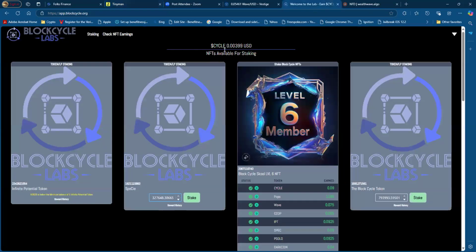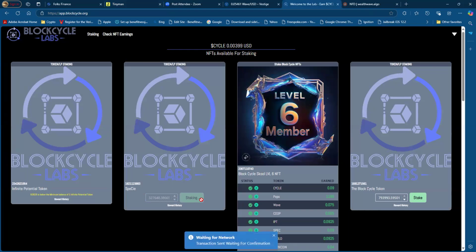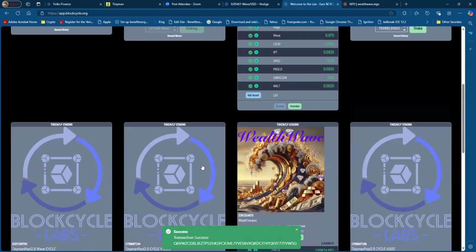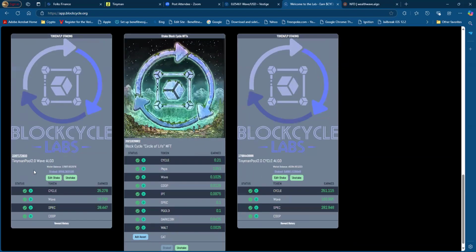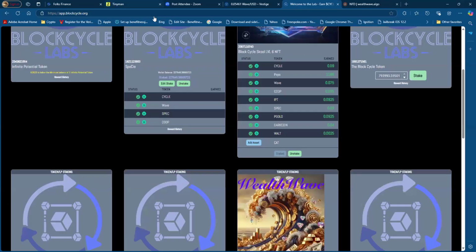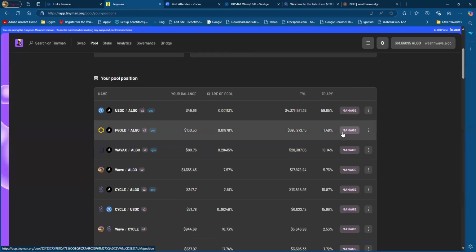Oh, and not to mention, the cool thing about liquidity pools too is you can come over here and stake all of your liquidity pools that you have with Wave and Cycle. You can come and stake on the Block Cycle app, and you can actually get airdrops of all these different coins. So here's the Wave and Cycle pool. You can stake that. The Cycle and Pigo pool. Of course, you can stake your Wave and your Cycle USDC. The Wave and Algo, you can stake it. So once again, you can take that same money and cycle it through different ways of making more money off the same money.